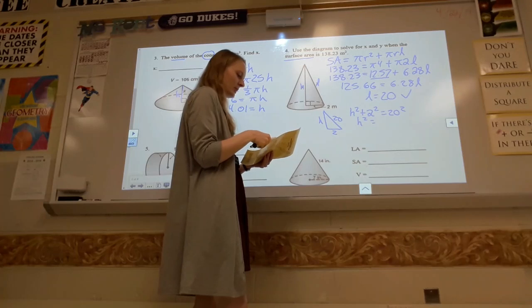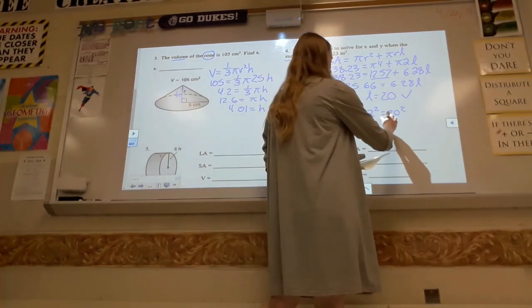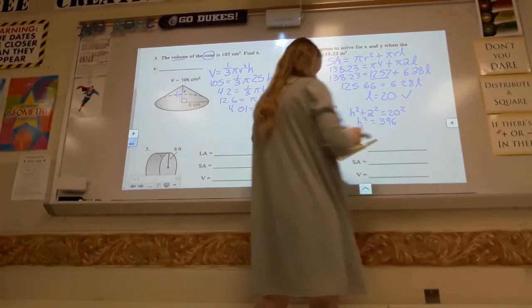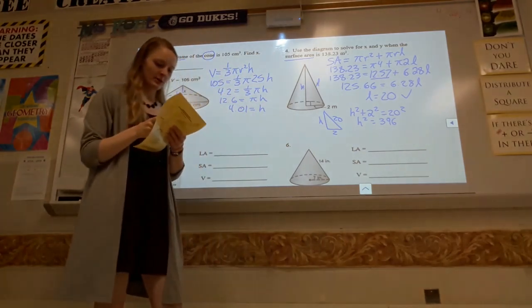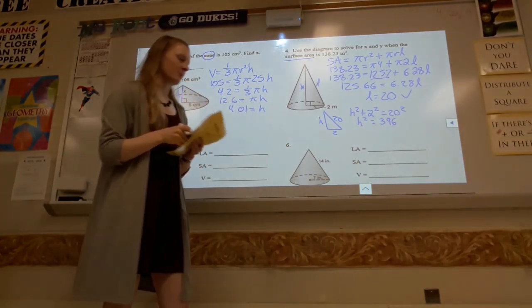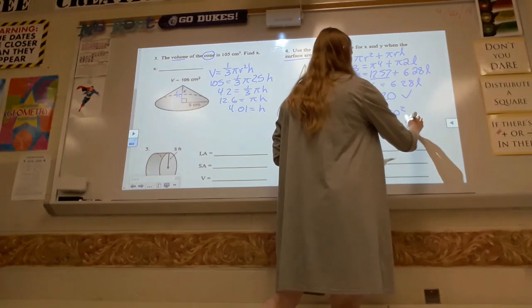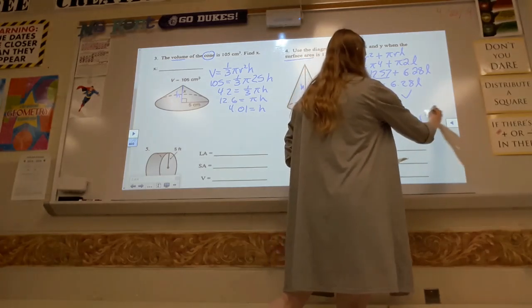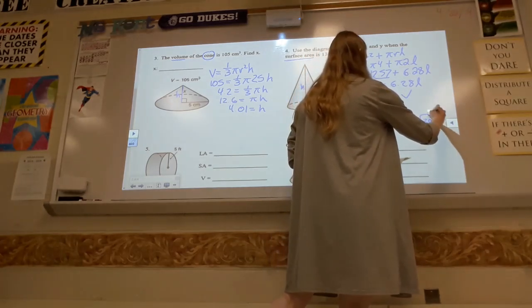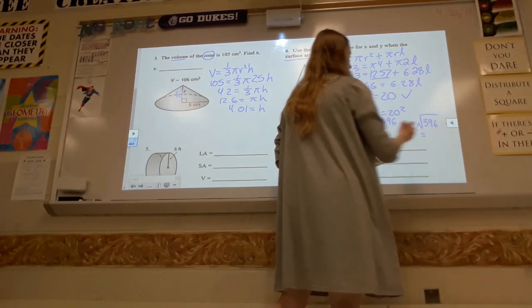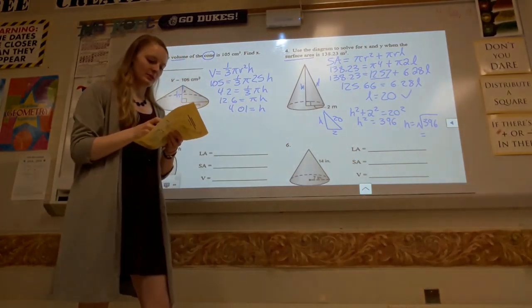I don't know if that's a perfect square or not. Is that a perfect square? No, I don't think so. Okay, it's not a perfect square, that means we need to simplify it. So when we are writing our final answer, we get the square root of 96, but I will need to simplify that. So what's the biggest perfect square that goes into that number?